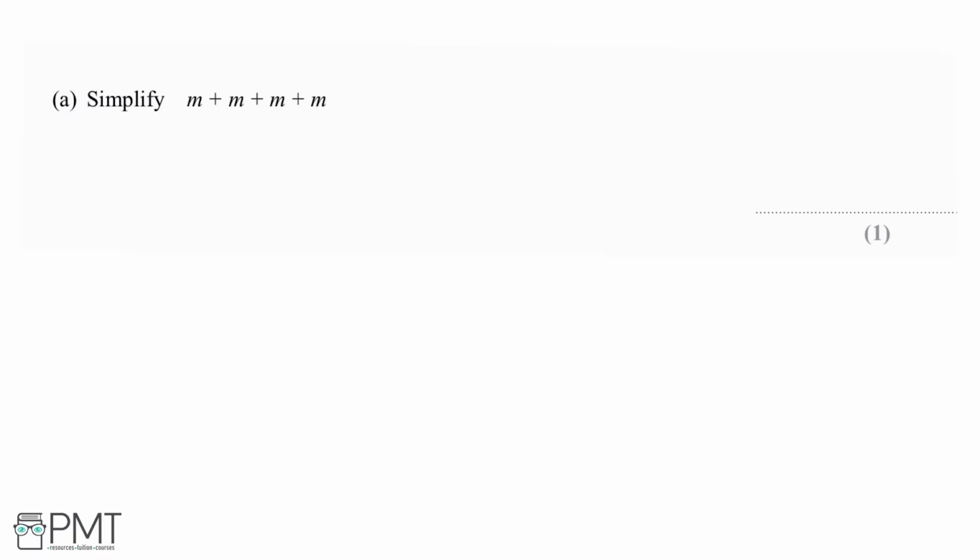Simplify m plus m plus m plus m. So here we're going to collect like terms. Well, they're all like terms. They're all m. So how many m's have we got? We got 1, 2, 3, 4. So altogether, that gives us 4m, giving us 1 mark.